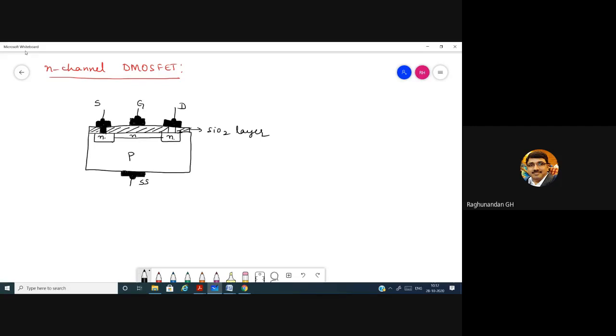So there will be three terminals, and this terminal, we are going to cut, or we are going to just bend that terminal. So that is a useless terminal. This is the connection we are having, and usually it will be grounded, or it will be left open.